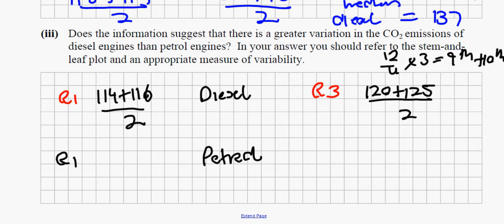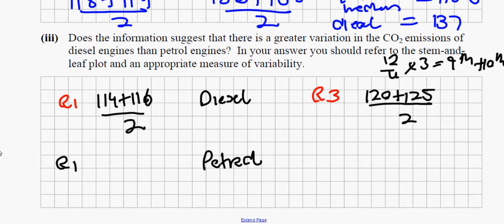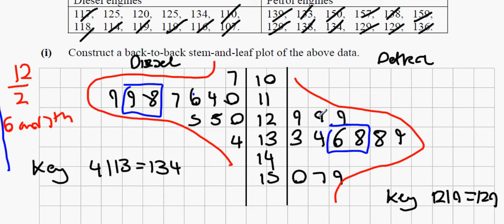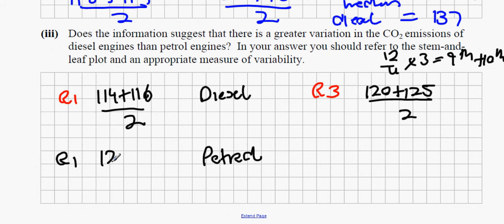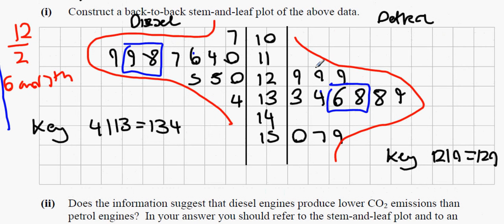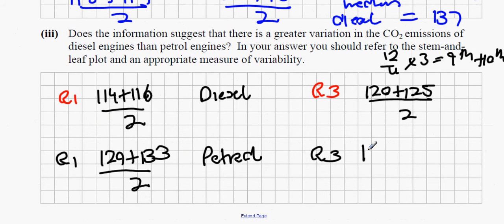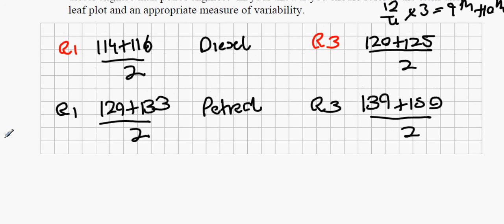Okay, so let's go for the petrol car. The third and fourth value of the petrol car, 1, 2, 3, are 129 and 133. So 129 plus 133 divided by 2. That's for the petrol car. And then the third quartile for the petrol car is the 9th and 10th value on the list. So 1, 2, 3, 4, 5, 6, 7, 8, 9 and 10: 139 and 150. And you can divide them by 2 as well.